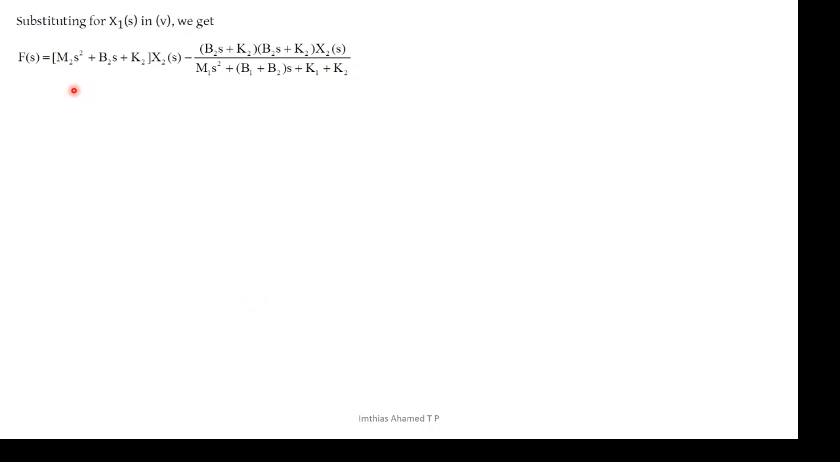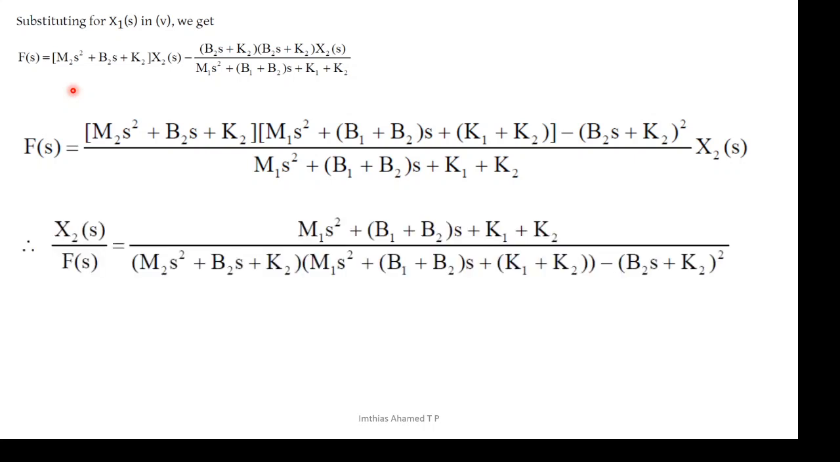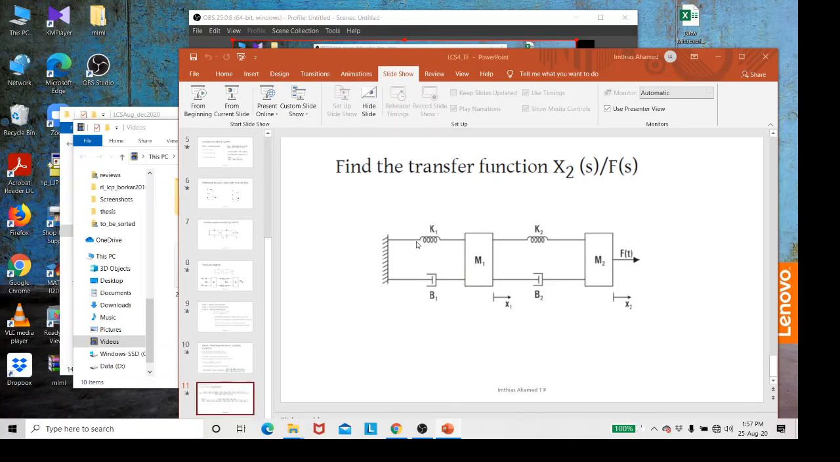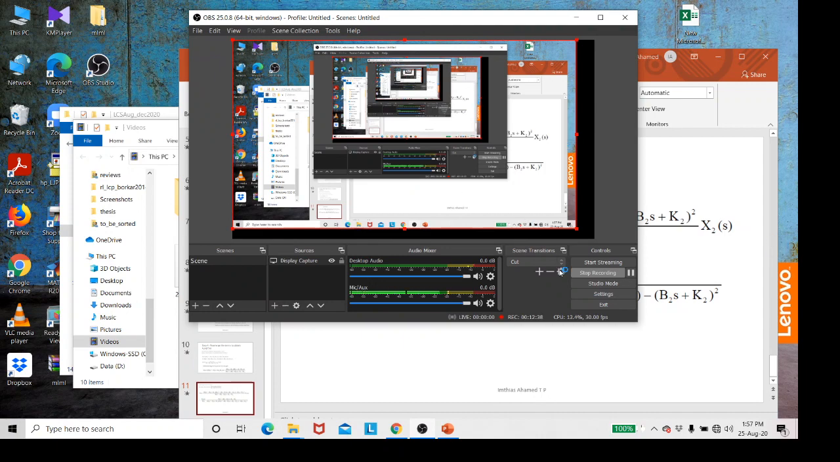So I got x2 and f. What do I want? I want X2(s) by F(s). So this is F(s) equal to something into X2(s). So in the next slide we'll get the answer. So thank you very much. So finally we are done.